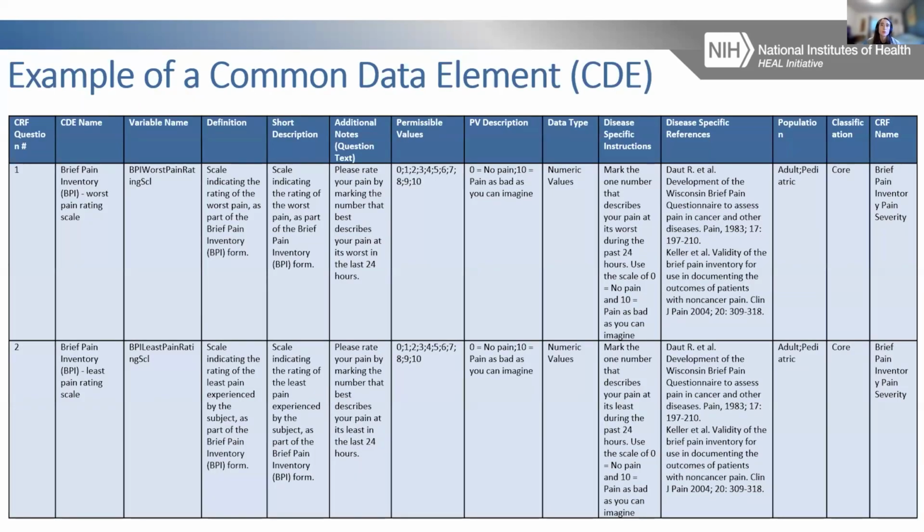Here, there are examples of common data elements. As you can see, each CDE has a name that is pulled from the case report form, such as the Brief Pain Inventory, as well as the definition, the description, the variable name, and then the sets of permissible values. It's important to mention that all of these items must be standardized for each CDE to ensure data interoperability and comparability when the data is collected and then later uploaded to a repository.